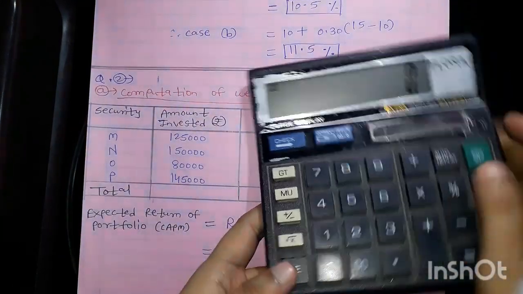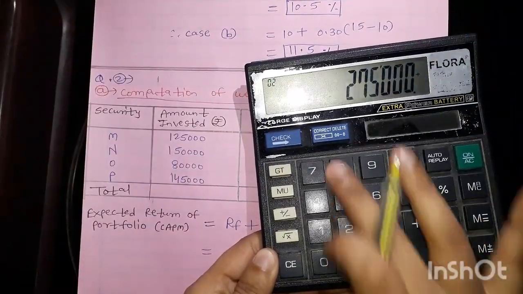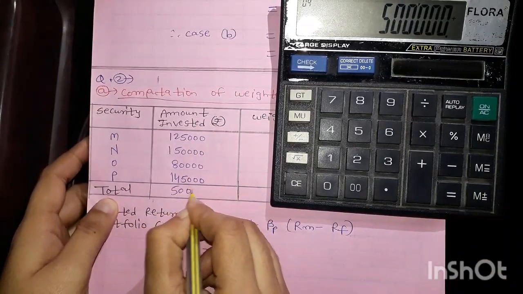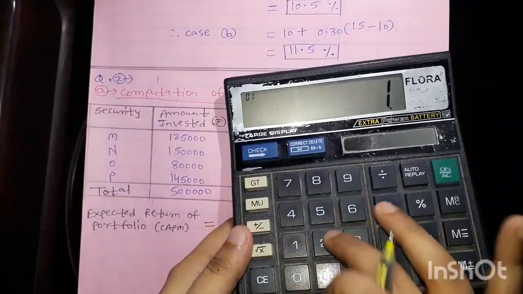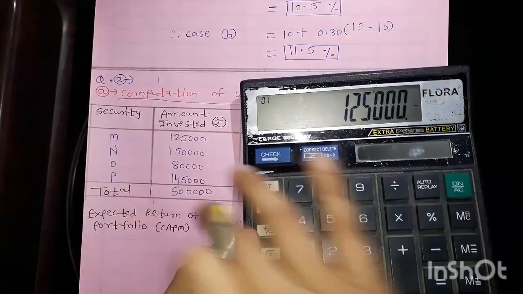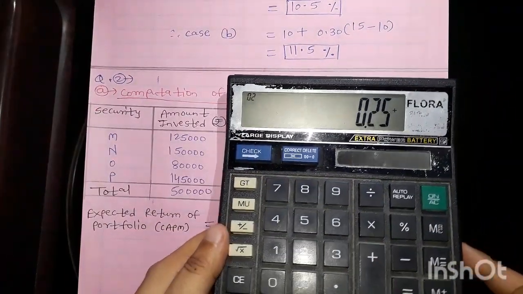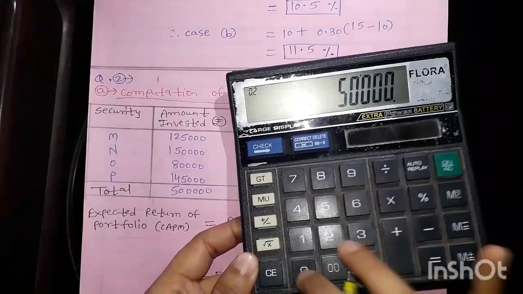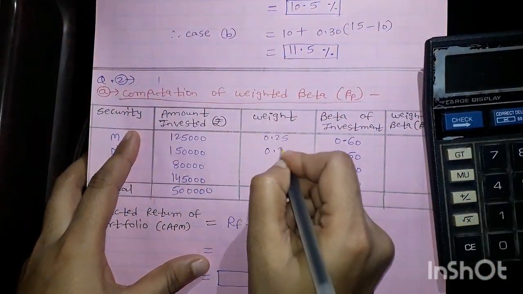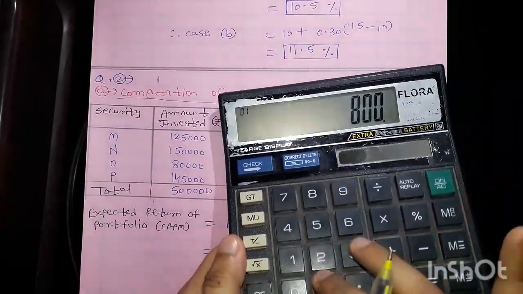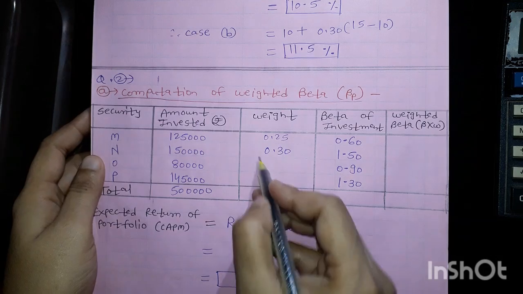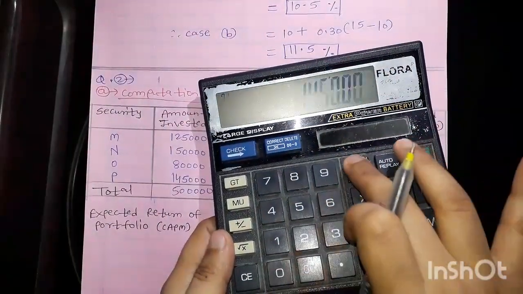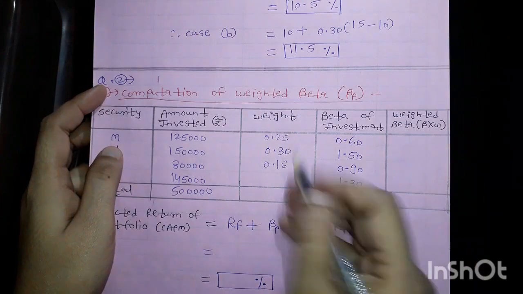For that we will take the total, that is 1,25,000 plus 1,50,000 plus 80,000 plus 1,45,000. Total is 5 lakh. Okay, total is rupees 5 lakh. Now we will calculate the weights. So 1,25,000 divided by total, that is 5 lakh. So we will get the weight of that first security, that is 0.25. Okay, like that 1,50,000 divided by 5 lakh, it comes to 0.30. Okay, 0.3 का मतलब 0.30. Then 80,000 divided by 5 lakh, it comes to 0.16. After that 1,45,000 divided by 5 lakh, it comes to 0.29.